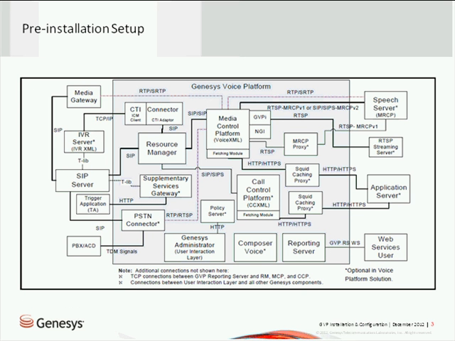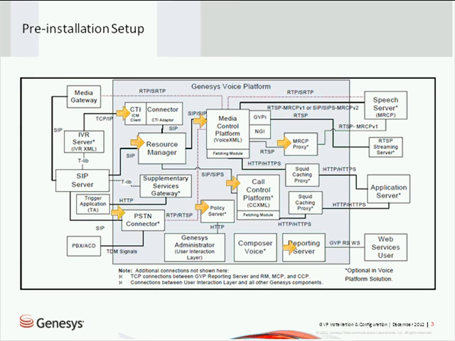So let's start off with what is GVP. It's basically everything in the blue box. The core components are the resource manager and the media control platform. You can also add other things like CTI Connector, MRC proxies, Call Control Platform, Policy Server, PSTN Connector, Reporting Server, whatnot. So we won't be talking about how to install the other stuff.